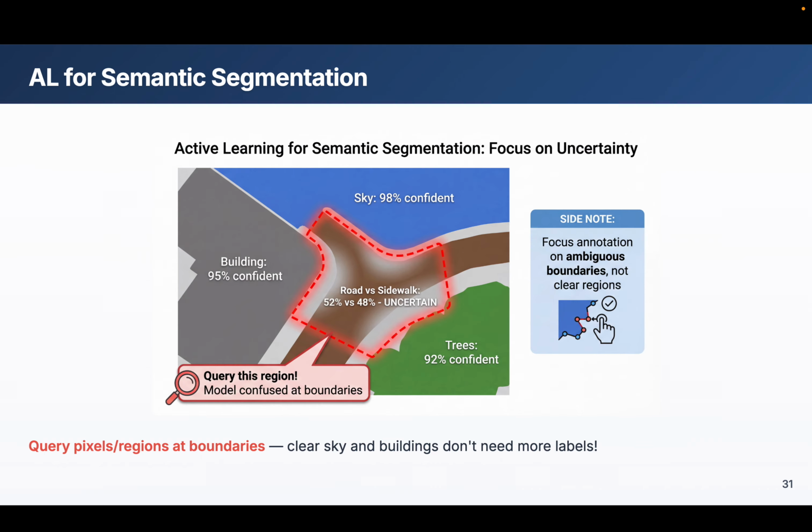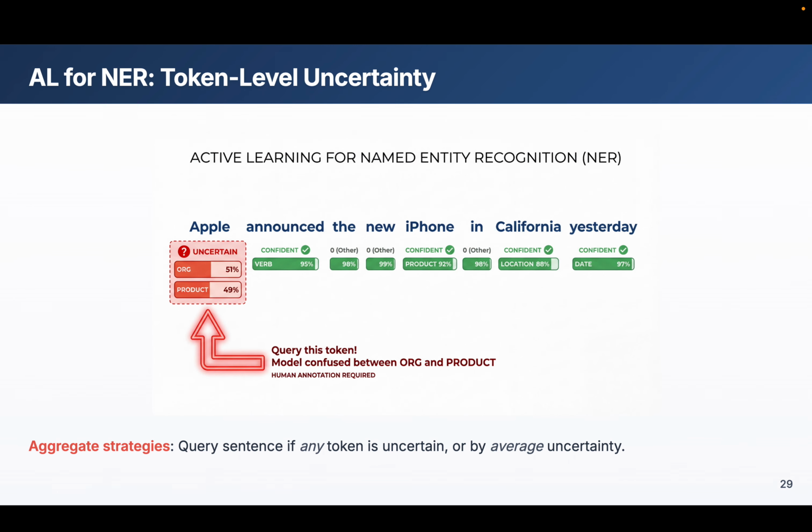Similarly, for segmentation, we are not sure whether it's a road or a sidewalk. So we should again be looking at such examples. We also have to be a little careful that these are not as trivial as classification or regression. Here, because a single example has multiple tokens, we have to consider the uncertainty aggregated across each of them. This particular token is very uncertain, but the remaining tokens are very certain. So you have to think about how you will aggregate the uncertainties across multiple such tokens.